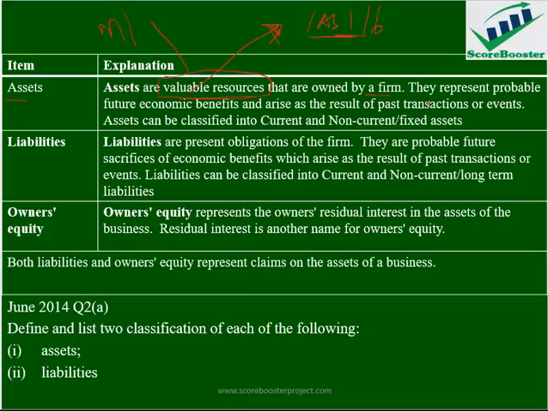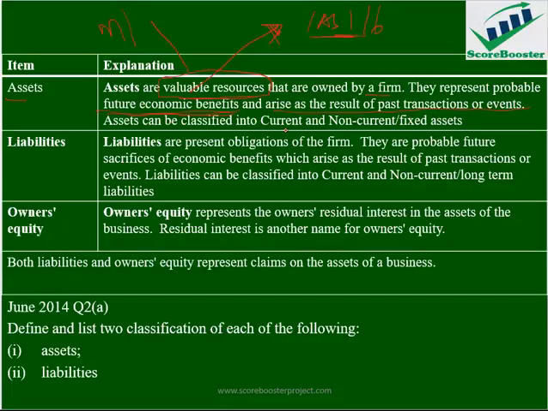Then also, they represent probably the future economic benefit. That must be economic benefit accrued. Before you can call something an asset, you must expect that thing to give you future economic benefit. And they arise as a result of past transactions. I think this is the standard definition of an asset.